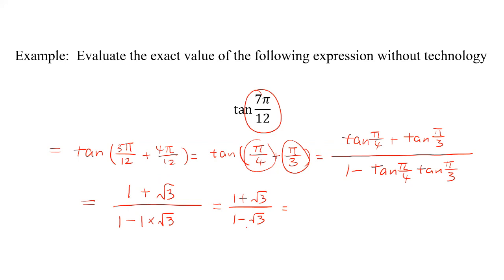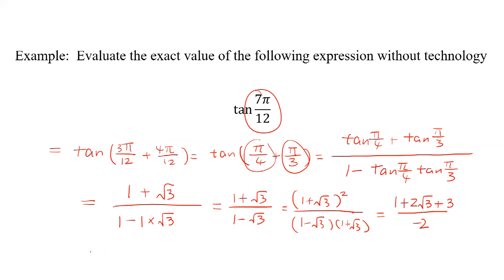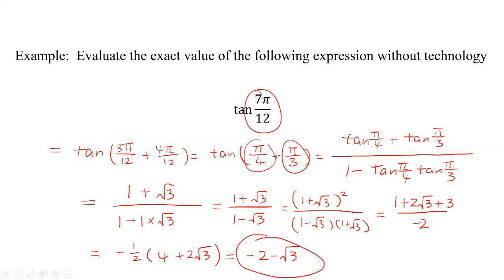And then we need to rationalize the denominator, which is 1 plus square root 3 squared over 1 minus square root 3 times 1 plus square root of 3. So this minus 2 is the denominator, and 1 plus 2 square root 3 plus 3 is the numerator, which is 4 plus twice of square root 3, which is minus 2 minus square root 3. So this is the final result, right?